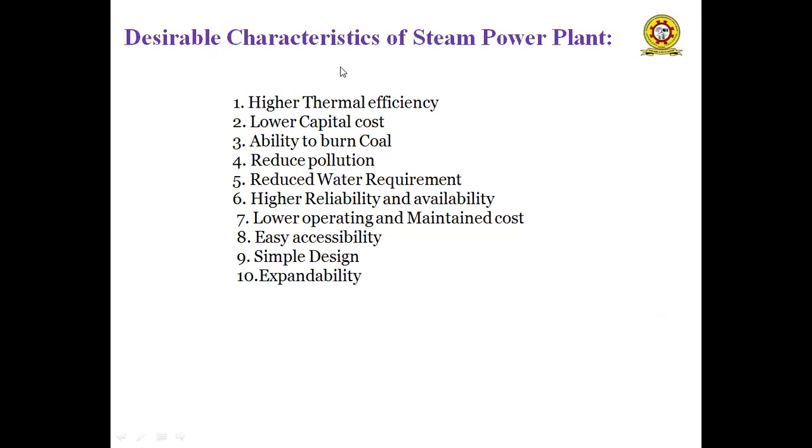Desirable characteristics of the steam power plants. The following are the desirable characteristics of the steam power plants. The steam power plant should have higher thermal efficiency and lower capital cost, and the ability to burn coal should be very high. The plant must reduce pollution and reduce water requirements by recycling, and higher reliability and availability should be there. Lower operating and maintenance cost should be there, the design should be very simple, and the expandability of the plant should also be there.